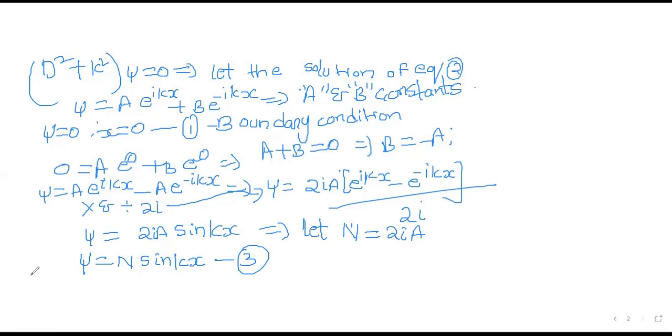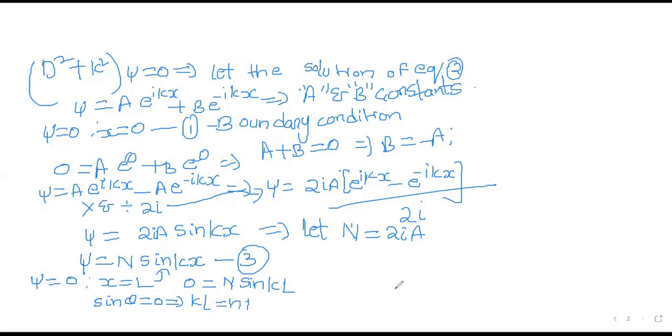Now we are applying the second boundary condition. The second boundary condition is what? ψ is equal to 0 at x equal to L. Now we replace this second boundary condition in the above equation number 3. So 0 = N sin kL. You already know sin θ is equal to 0 when θ is an integral multiple of π, that is kL = nπ.